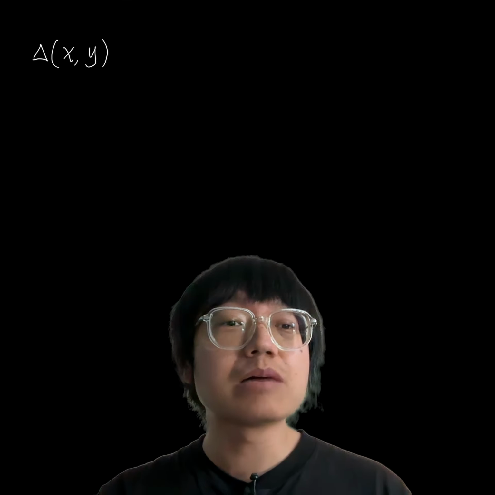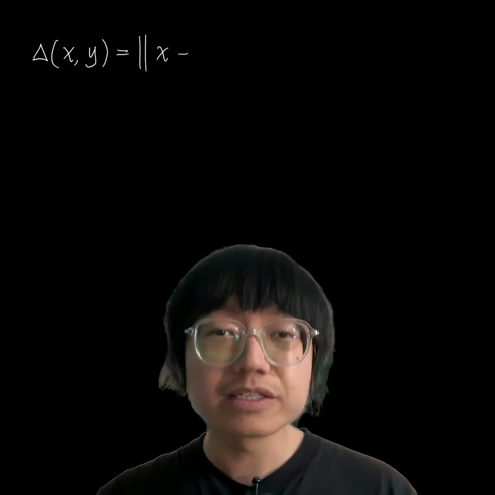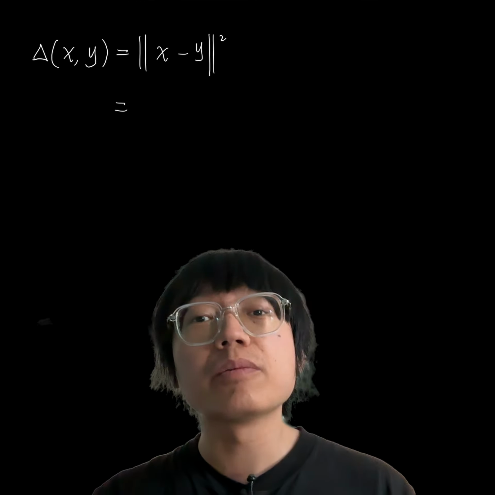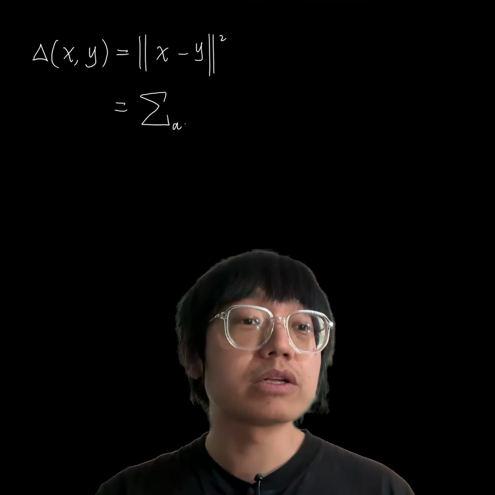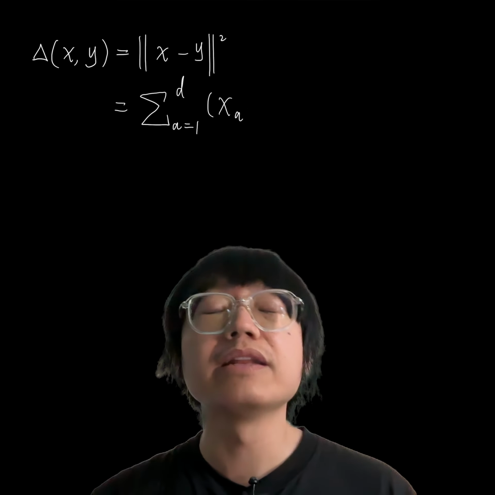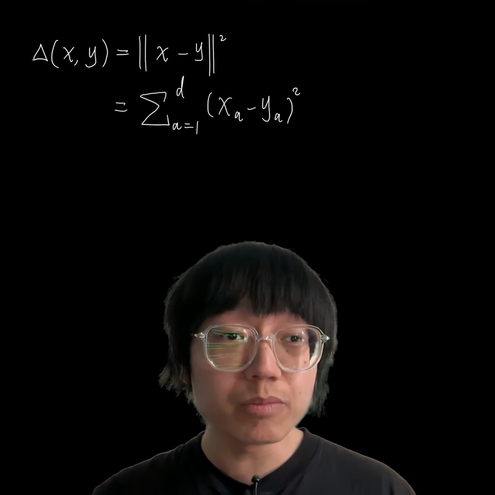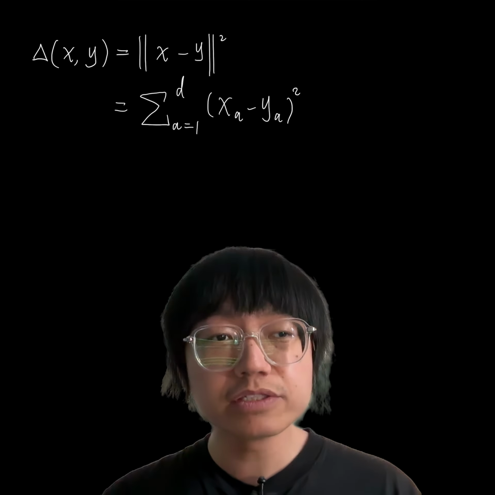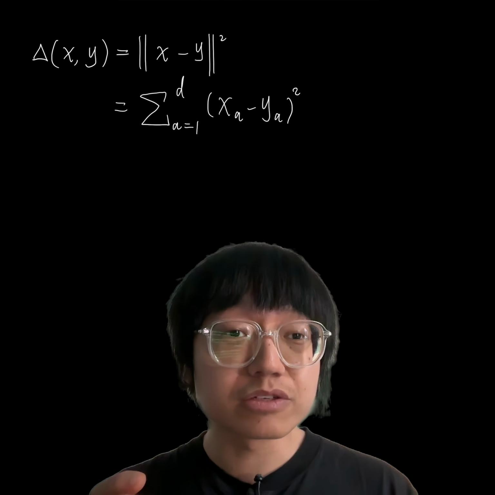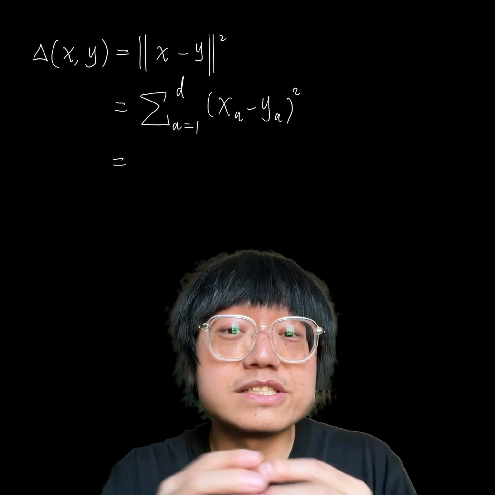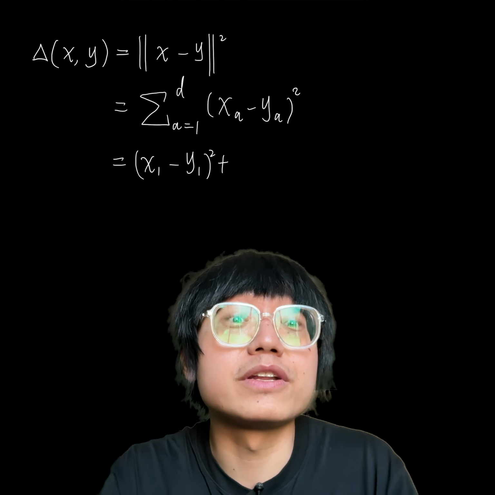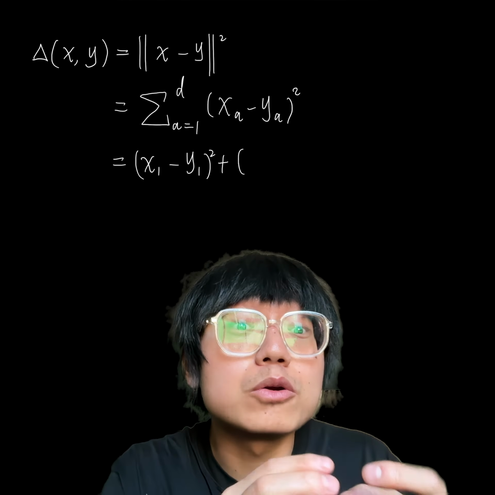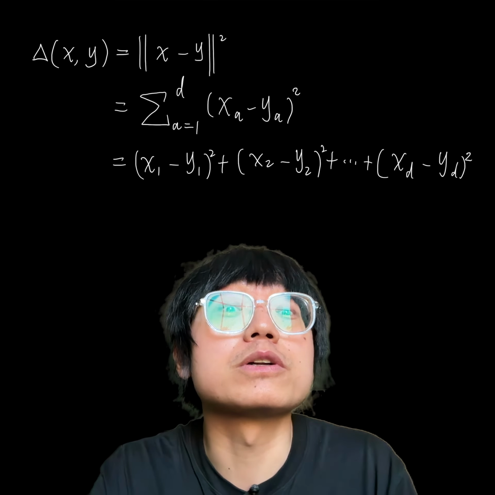Delta of xy equals the sum of the vector x minus y squared, which equals the sum from a equals 1 to d of the quantity xa minus ya, all squared. This formula is used for calculating the squared Euclidean distance between the two points x and y in d-dimensional space. We just sum the squares of the differences between their corresponding components. We expand this formula and essentially write out the sum explicitly for the dimension d.